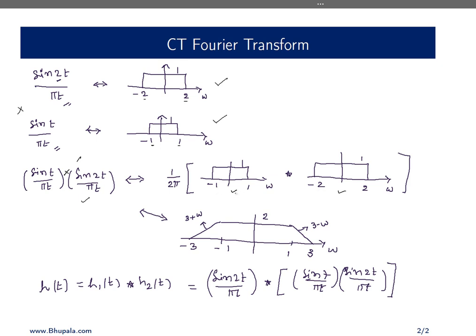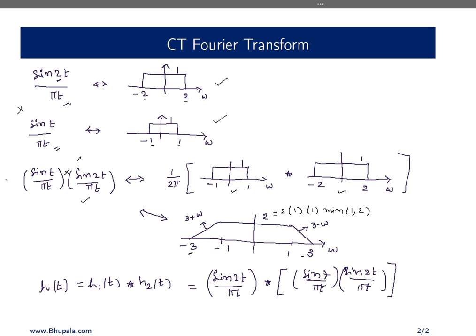The first rectangle is of width 2 and the second rectangle is of width 4. Using the second result, which states that convolution of two rectangles of different width will result in a trapezoid, the trapezoid will be from minus 3 to plus 3, and the corresponding amplitude would be 2 a1 a2 times the minimum of t1 and t2. So how did we get this 2? This would be equal to 2 times a1 which is 1, a2 which is 1, times the minimum of 1 comma 2.